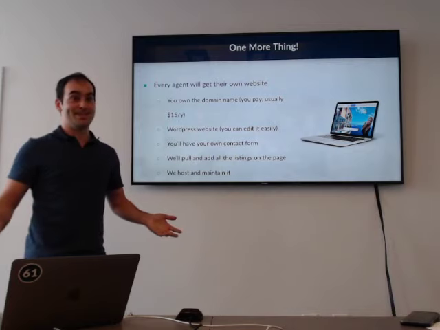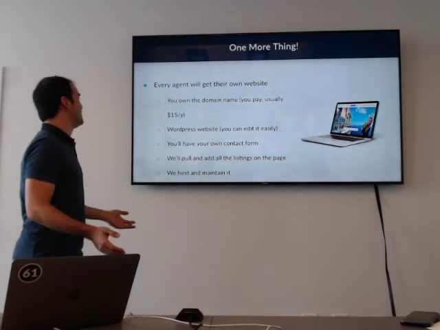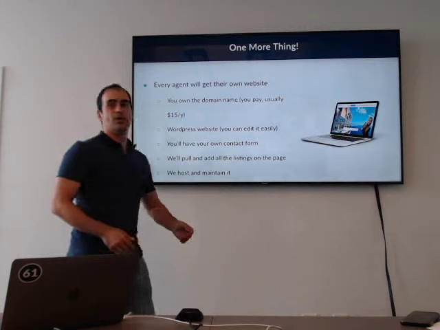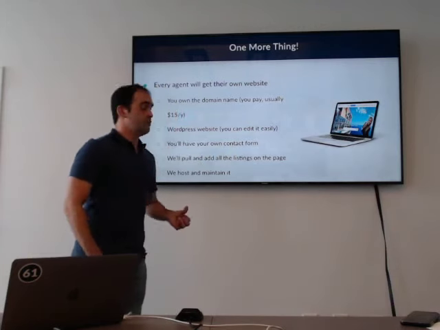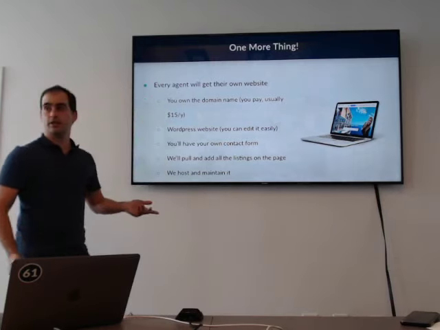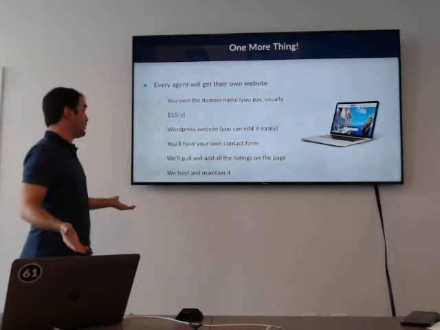It takes a while to design one of these things. We want it to work correctly for you. So each and every single agent will get their own website. You will own the domain name. You pay for the domain name. Usually it's about $15 a year, which is practically nothing for a year.